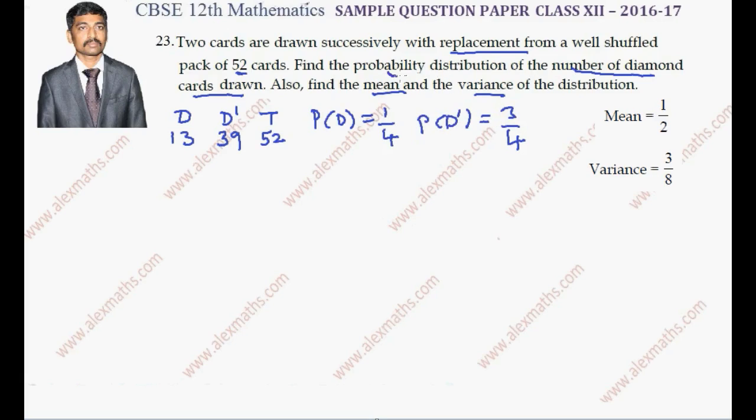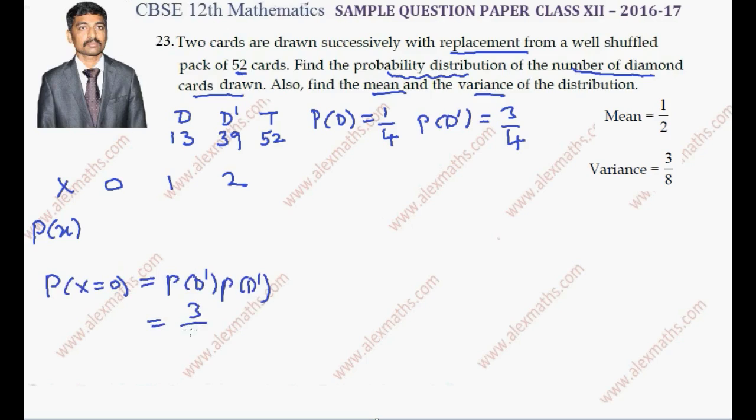Since we are going to find the probability distribution of the number of diamonds, the number of diamonds can be 0 out of the 2 or 1 out of the 2 or both out of the 2. Let's find the corresponding probability of each. When probability of x is equal to 0, which is both are not diamond, it means P of D dash into P of D dash. That gives 3 by 4 into 3 by 4, totally 9 by 16. I'll substitute in the table, which is 9 by 16.